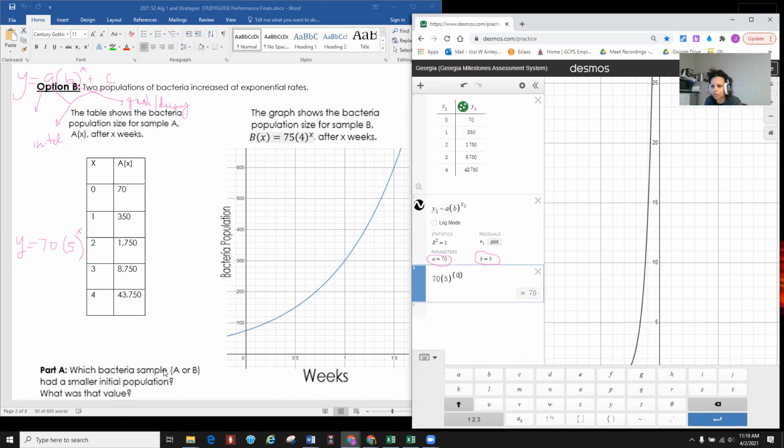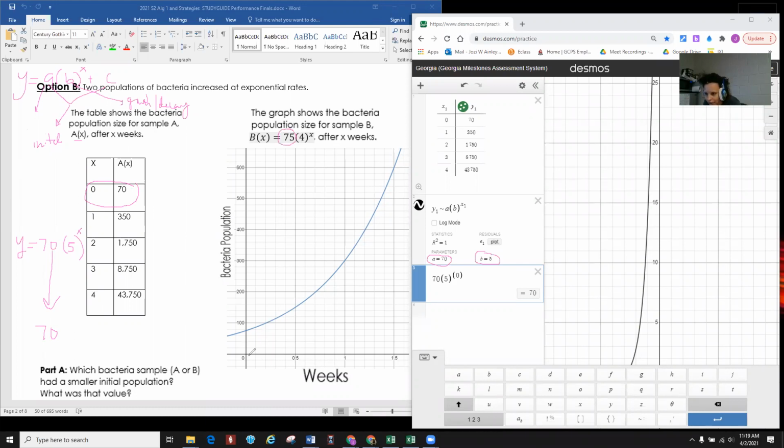So this is my equation for this table. Now the question asks which bacteria sample has a smaller initial population. What was that value? Remember, when you're looking at a function, your initial is going to be your A. So this one is 70. It means when x is equal to 0, what is your y value? Because when no time has passed, what is your y value? So my initial for this one is 70.